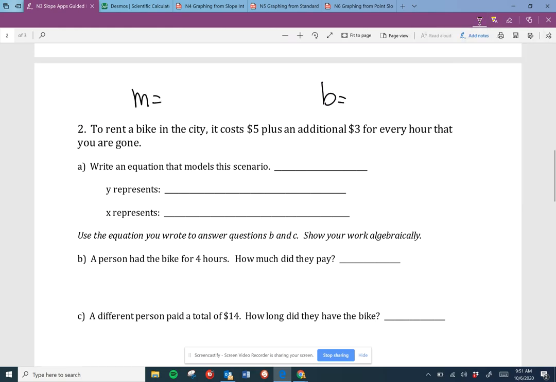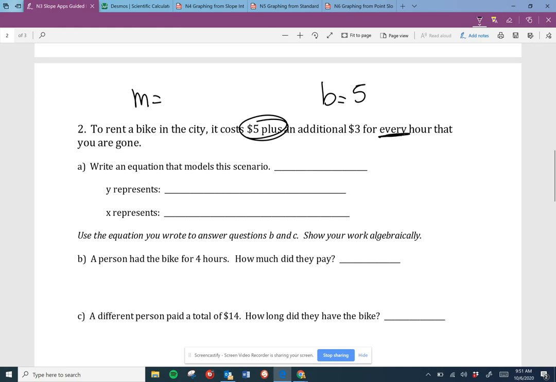Okay, so 5 is going to be the initial. That's the very first charge. It only happens one time. So that will be our b value. And then the additional $3 for every, don't forget, every is a slope word, so that 3 is going to be our m, right? So our equation will be y equals 3x plus 5.